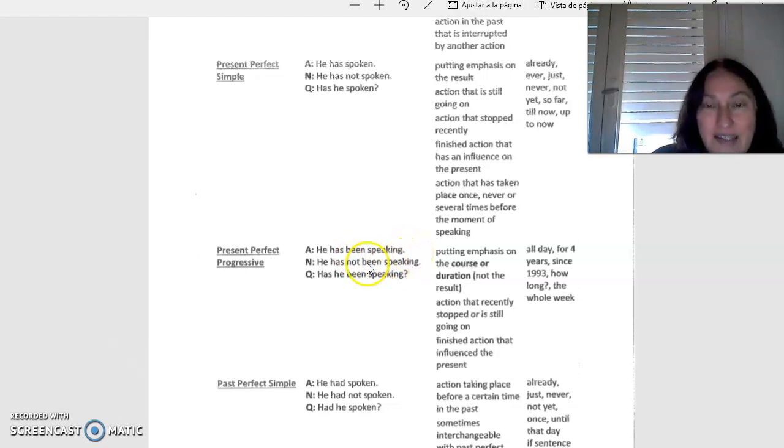Okay? You're emphasizing duration. You were tired. You didn't want to listen to him. He has not been speaking, and the inversion for the question. With this tense, very frequently you can express basically the same by using the present perfect simple or the present perfect progressive. I could say, "I have lived in Mar del Plata for 20 years," or I could say, "I have been living in Mar del Plata for 20 years." And why am I using a present perfect progressive? Because you're putting emphasis on the course or duration, not the result.